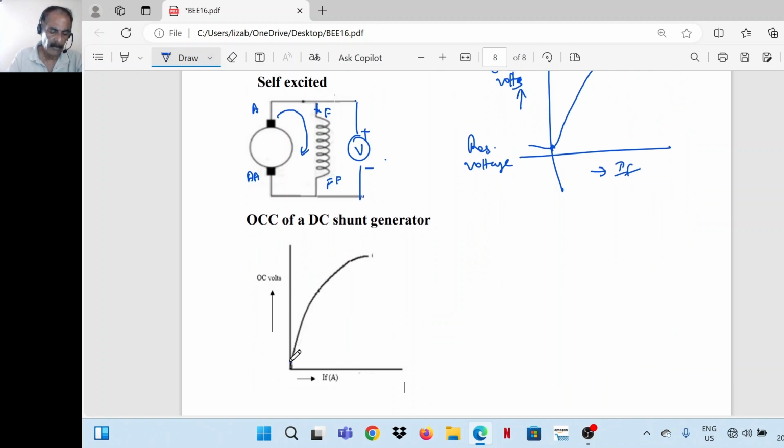So this is the shape of the OCC. This is called the residual voltage. This is the shape of the curve. This is the saturation point.